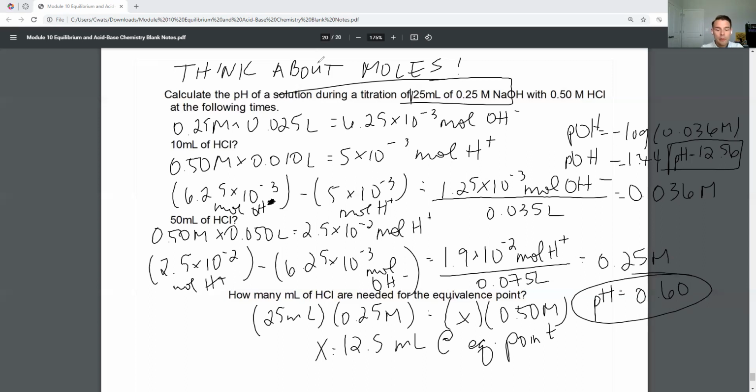So when you're doing a titration question that's not asking you about the equivalence point, it's asking you to determine the pH at various times. You want to do it in terms of moles. Determine how many moles you start with, determine how many moles of the other thing you're adding. Whichever wins is the one that's giving you your pH, okay?